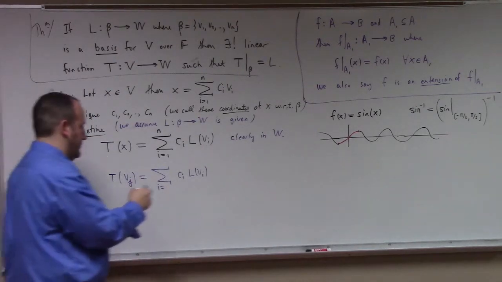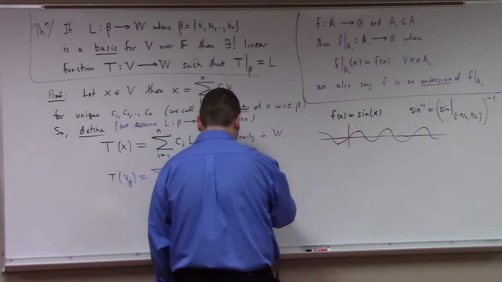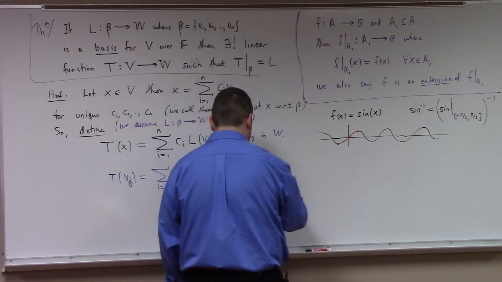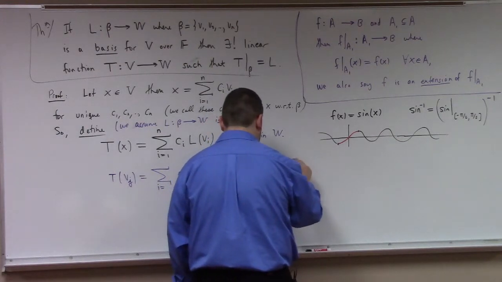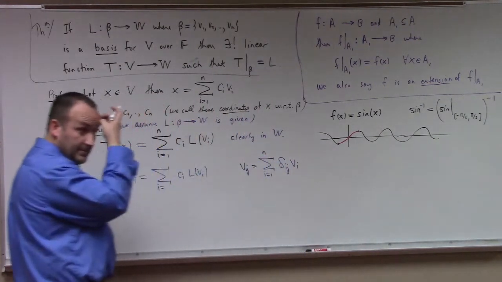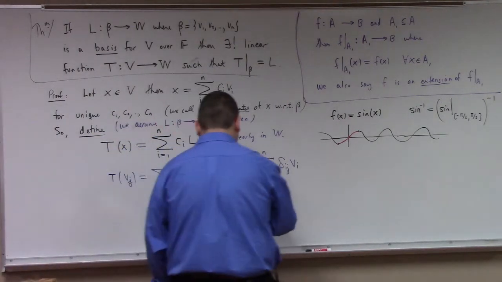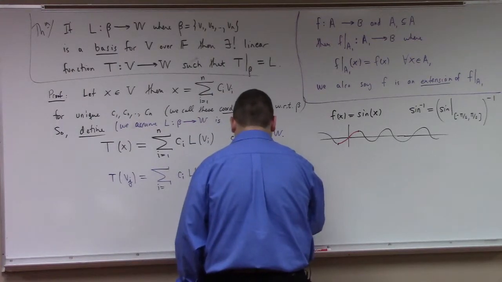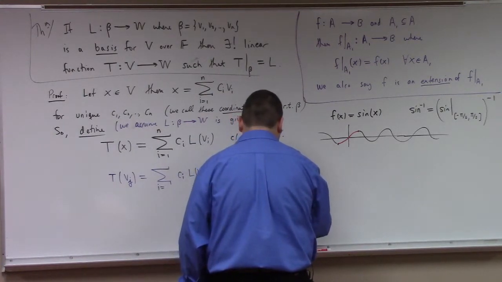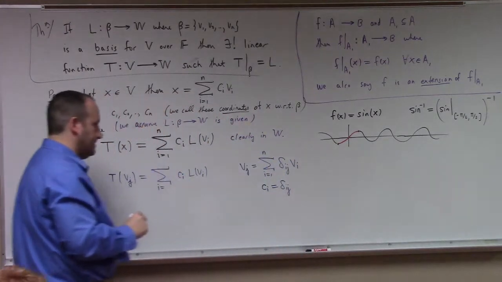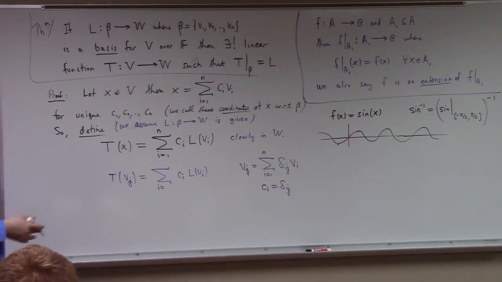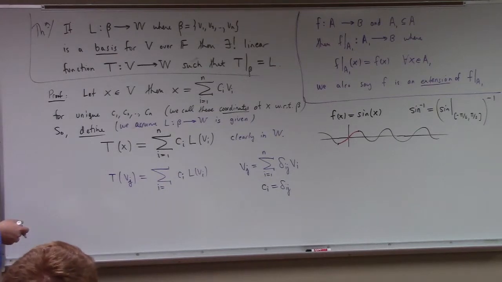So what is Vj? Vj is equal to the sum i equals 1 to n of Kronecker delta ij Vi. In other words, the coefficients are Kronecker delta ij here. The coordinates of the jth coordinate vector are just 0 when you're not in the jth spot, and they're 1 when you're in the jth spot.